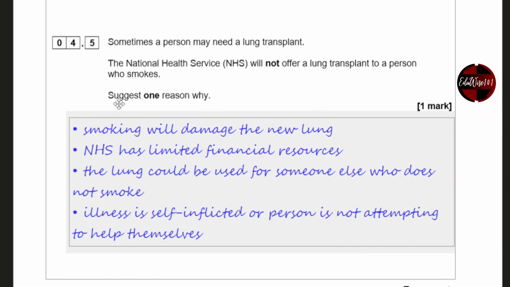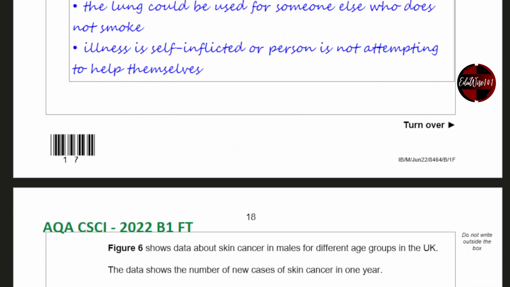And there's a limited amount of money in the NHS to treat people. So any of these: smoking will damage the new lung; the NHS has limited financial resources; or the lung could be used for someone else who does not smoke, let's say a 5-year-old child rather than a 35-year-old man who's insisting on smoking. And the illness is self-inflicted, or the person is not attempting to help themselves. So why help? And it's true for those who have damaged their livers by drinking alcohol as well.